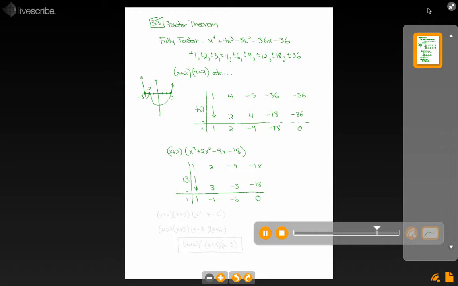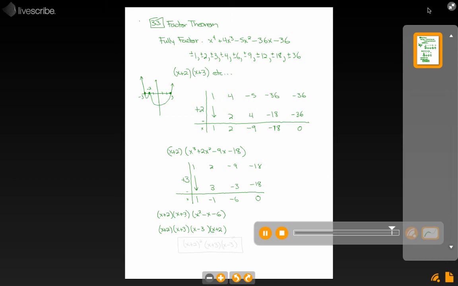Again, I get a remainder of 0, so it means that so far I still have the x plus 2 from before, I've got the x plus 3 that I just used, and I've got x squared minus x minus 6. Now, rather than go into synthetic division again, this is a quadratic that I should have learned how to factor much faster than that. To say what do numbers multiply to negative 6 and add to negative 1, and I've got x minus 3 and x plus 2. So the polynomial is fully factored.